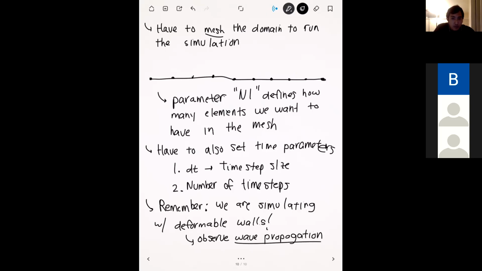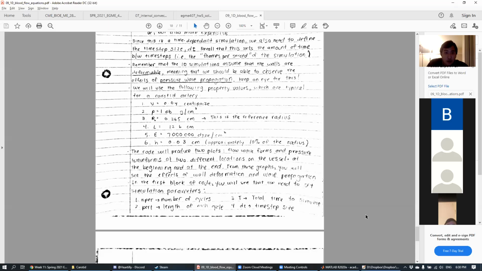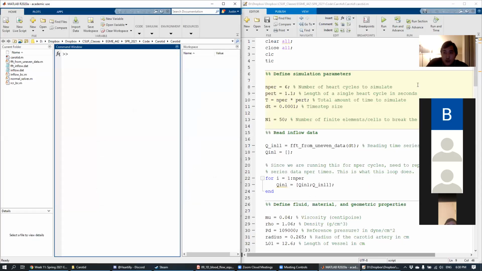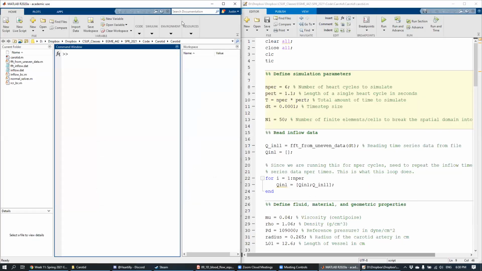Okay. And so with that, let me go ahead and share my laptop screen. Okay. And let's start to look at the code. Okay. All right. And so if you're following along, you should see the code. So this is carotid.m.